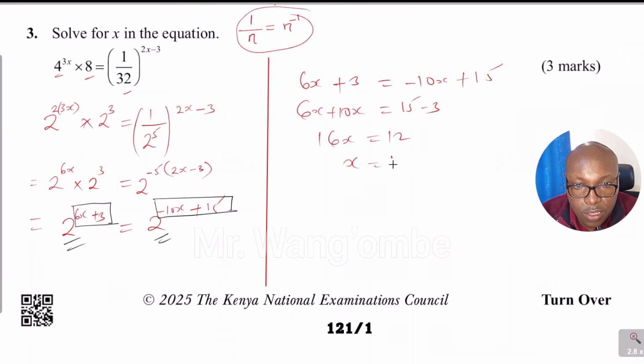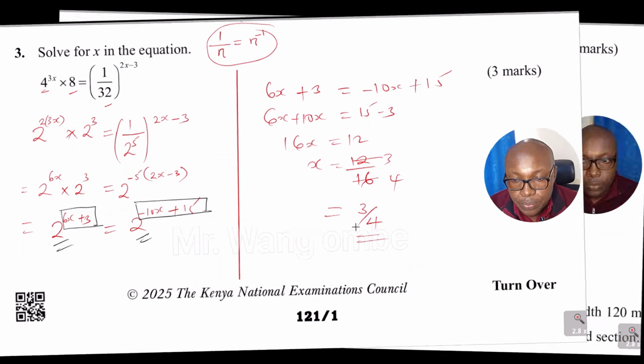So x will therefore be 12 divided by 16. And you can simplify these by 4, 3 by 4. So this will give 3/4. 3/4 as the solution. Simple.